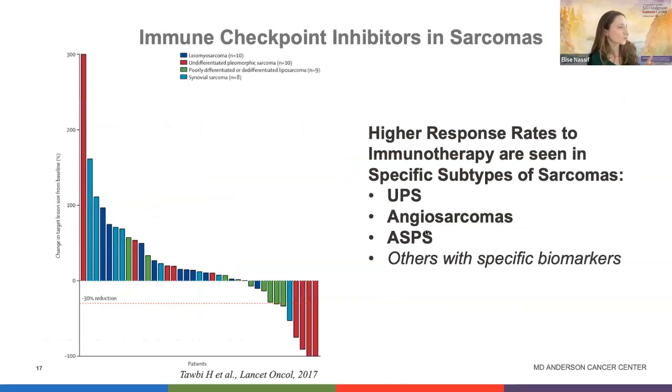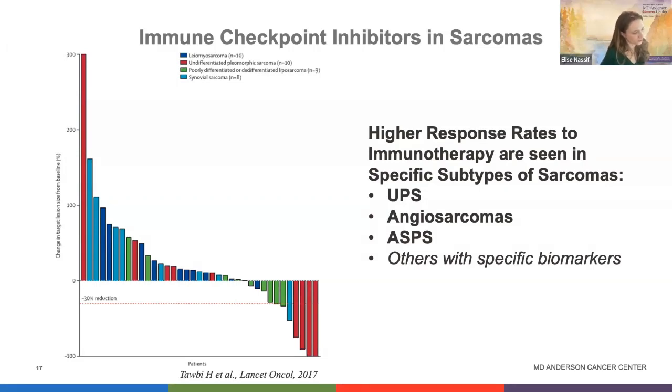So those are the immune checkpoint inhibitors in sarcomas. Once again, those are the same plots showing you the reduction in tumor size versus the increase in tumor size. And what you can see is that overall, in all sarcoma types, the response rate is in the magnitude of 10% or less. But we do have some specific subtypes of sarcomas that have shown very good responses to those immune checkpoint inhibitors.